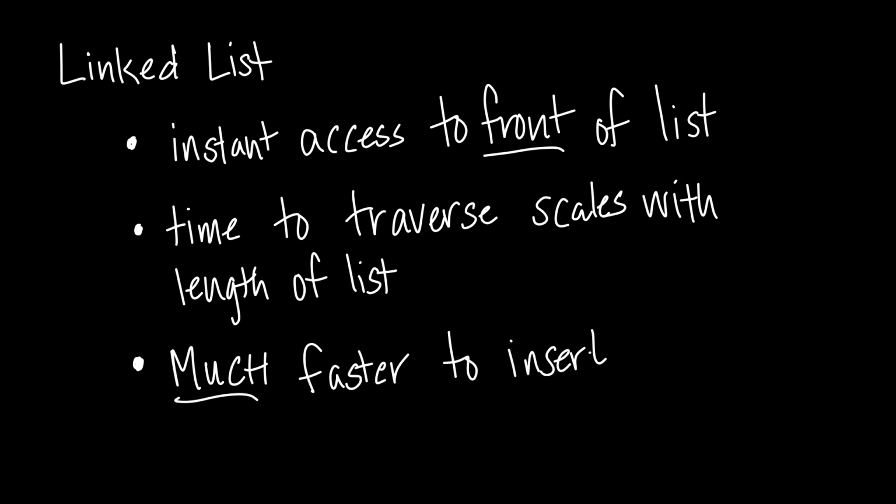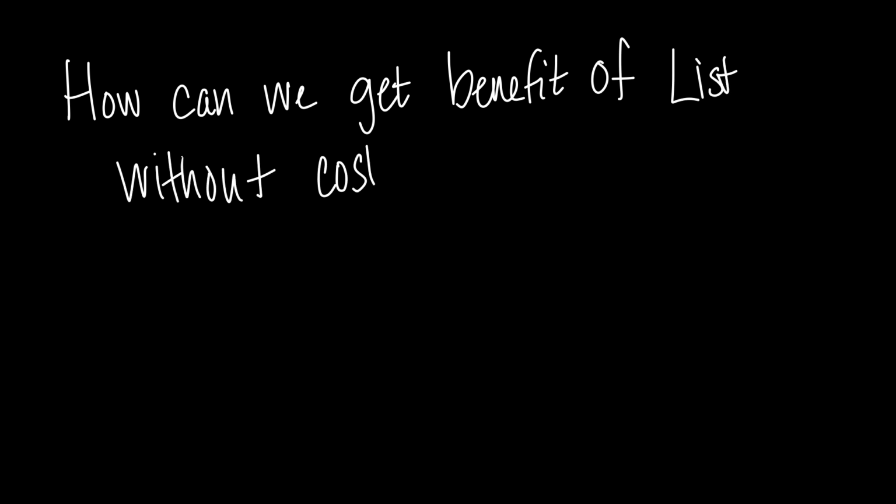Still, no matter how long the list is, it is much faster to insert and delete than with an array list, because at least you don't have to copy the list every time. Linked lists are great in situations where your data is changing rapidly. If I were building an editor, I would probably use something like a linked list under the hood to hold the text as people were editing. So how can we get the benefit of the linked list without the cost?